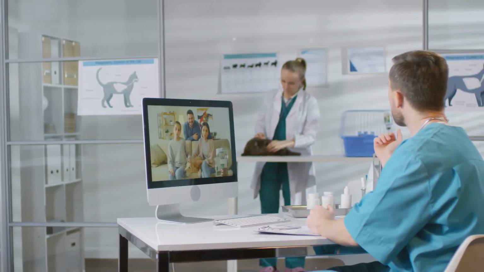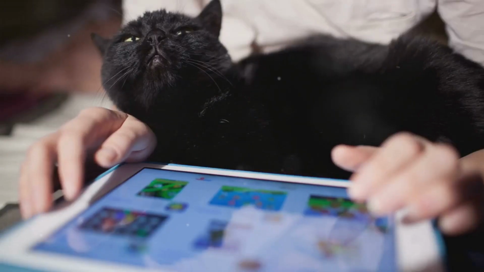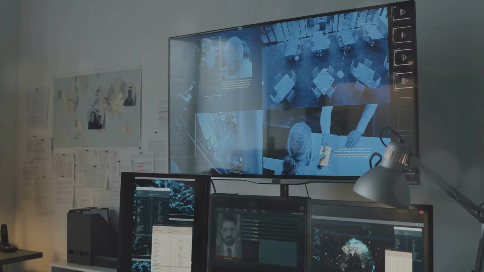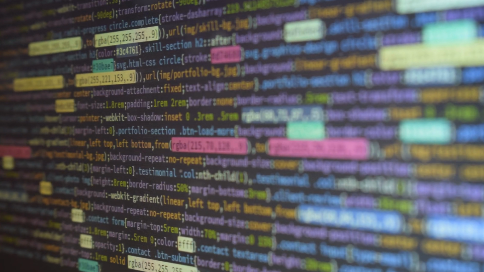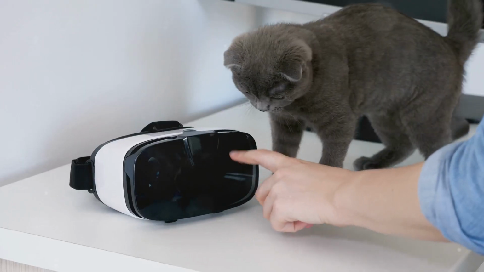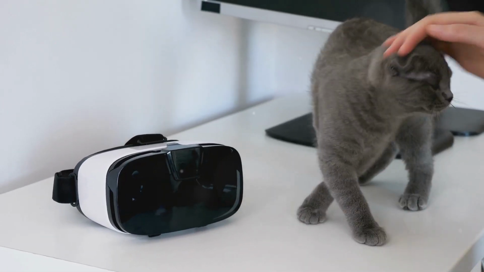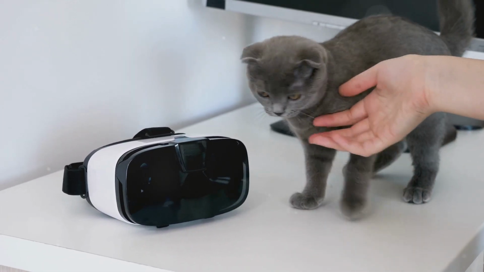Imagine you're teaching an AI to identify pictures of cats. You would show it thousands of cat pictures. The AI would analyze the features of these images. It would learn to recognize patterns that define a cat. Later, when you show it a new picture, it can use this learned knowledge to determine if it's a cat.